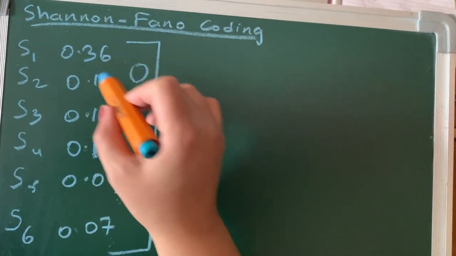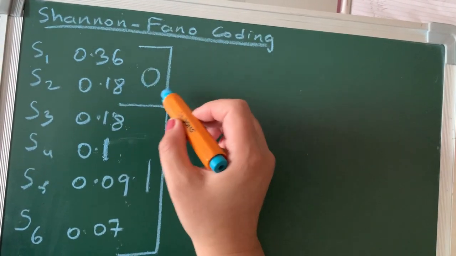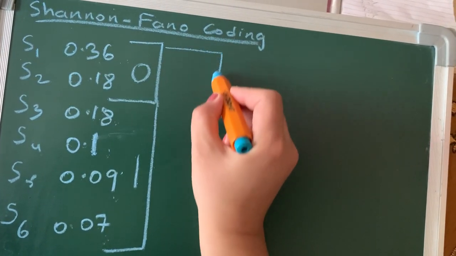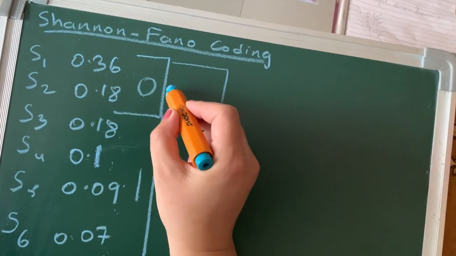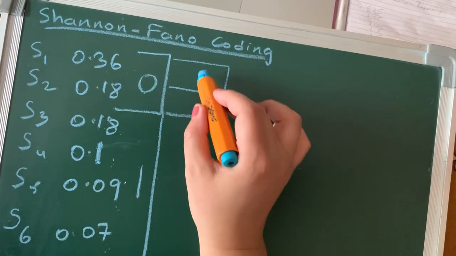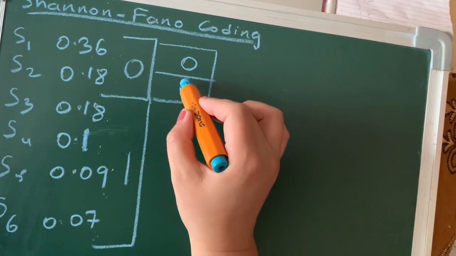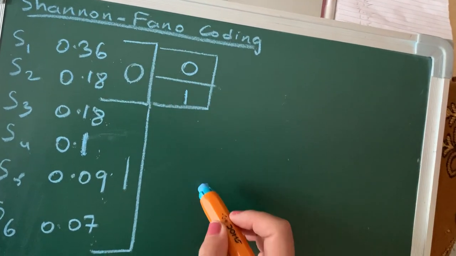Now we move on to this group. We need to divide this into two groups. There are only two symbols here, therefore we divide them into two directly, where symbol 1 is going to be given a 0 and symbol 2 is going to be given a 1.